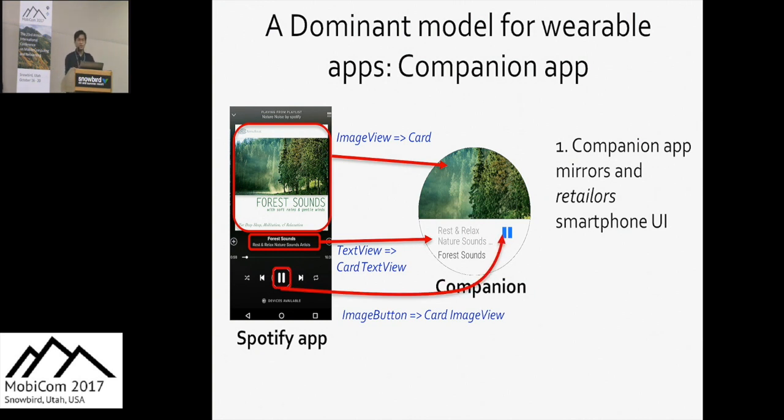As you can see, those parts are not just reshaped for the smartwatch. Actually, the types are also converted to be compatible with the smartwatch. For example, the pause button has been converted from an image button to a card image view. So there are more places to click on the smartwatch for users.